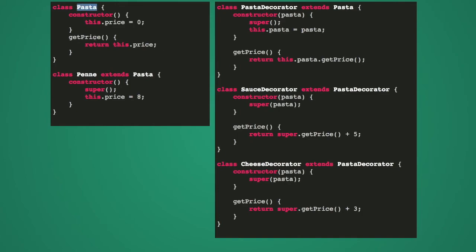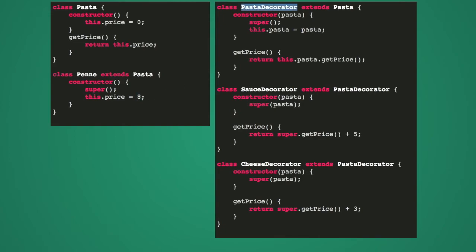So we have here a class called pasta. It has a price again, and a version of it called penne, and it has a certain price. The default pasta is basically free for all. That's amazing. I could have it every day. But if you want a penne, you have to pay 8 euros.